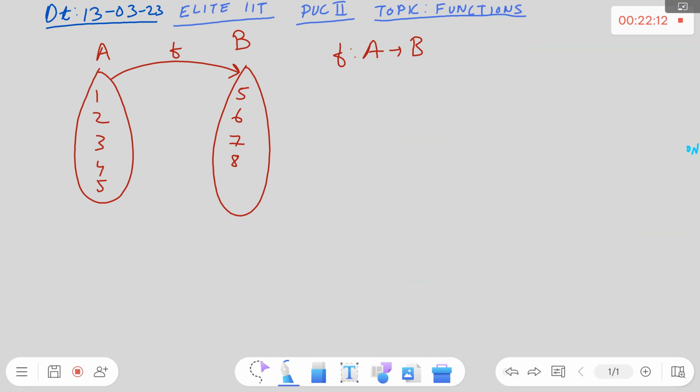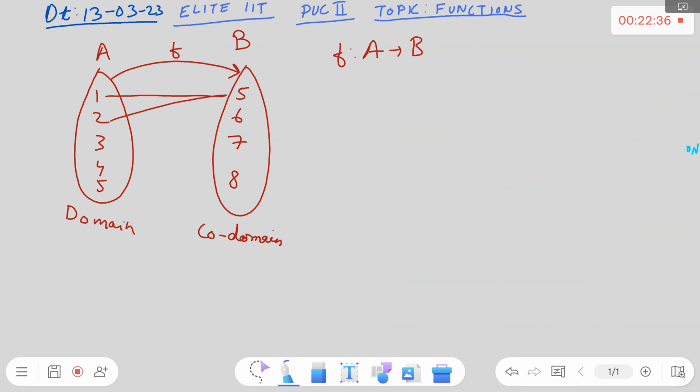Or maybe I'll reduce one more. B is a set of elements, say 5, 6, 7, and 8. Now, this set A is called the domain, isn't it? Yes. And B is called the codomain. Now, let us see the first type of function. There can be various types of functions, isn't it?